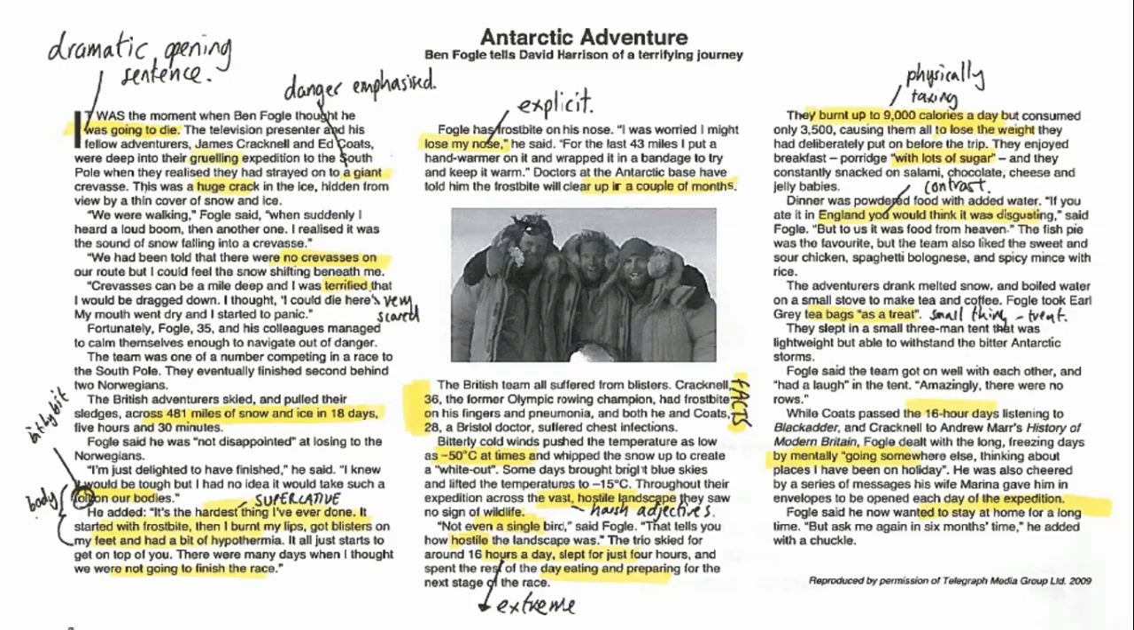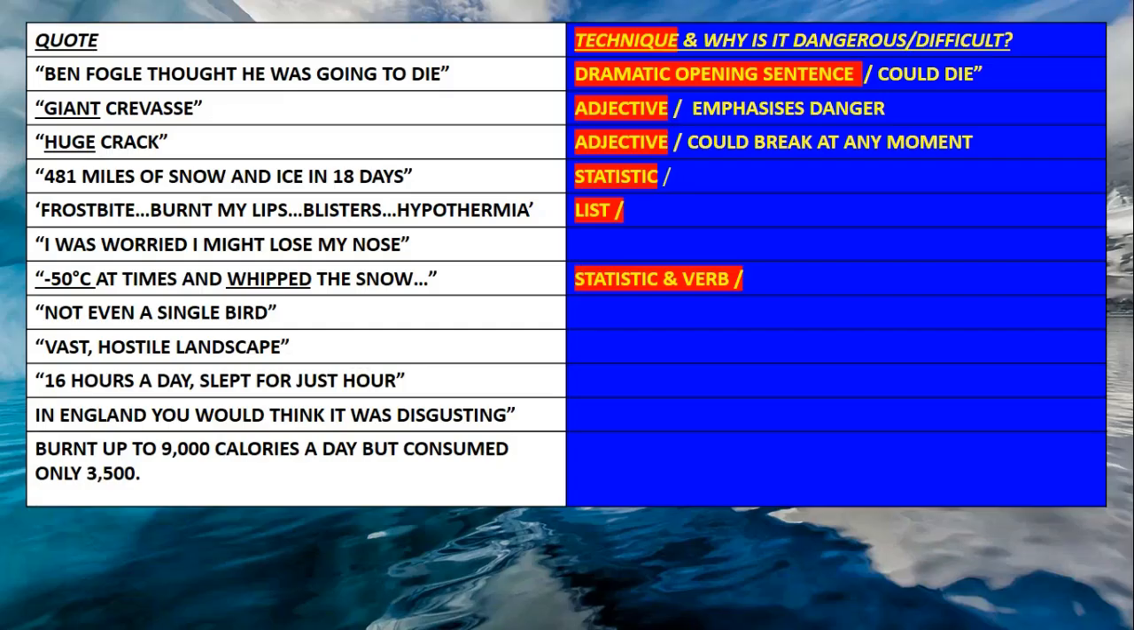We're told that they skied for 16 hours a day, which is really extreme. We're told that they spend 9,000 calories a day, but they only consume 3,500. We're told that the food they have, in England, where we are, we would think was disgusting. We were told that Ben Fogle, if he just kept his mind on the skiing the whole time, would go crazy, he would think. But he mentally goes somewhere else, so he's mentally got to switch off.